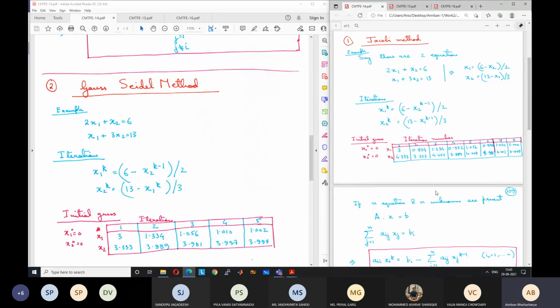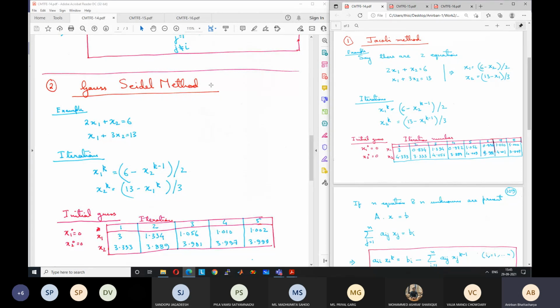But we have seen that when we are trying to find the value of x2 for the second iteration, we already have the updated x1 value. So this we could have used instead of the previous value. So that is the main idea. That was the main idea behind the Gauss-Seidel method. And if you use that, the convergence is faster.